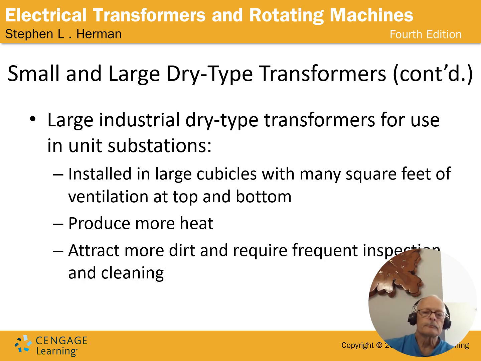Some of these are used in unit substations, and they'll have a little cubicle in there, a box, with a lot of area that allows air to flow and move so that the heat doesn't build up. You put a transformer in a small box, and there's not much room for air. It will heat up faster, and they are producing more heat because they're enclosed.